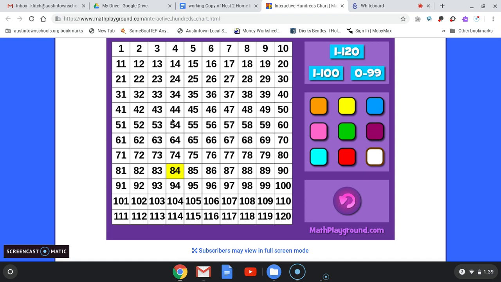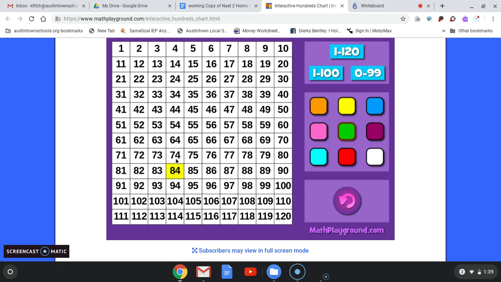So I'm going to go up this hundreds chart. Remember, if I go down, I'm adding, okay? See how these numbers are getting bigger? I don't want to go that way. I need to go backwards. I need to take away 20. And remember, every time we move up, we take away 10. So if I'm starting on 84, now I need to take away 20. Ready? Count with me.